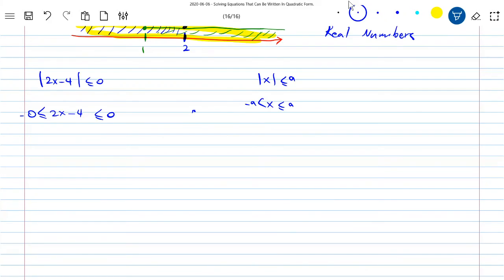Okay, so solve each side. Negative 0, by the way, is 0. So 0 greater than or equal to 2x minus 4. Solve that. Then 2x minus 4 less than or equal to 0.